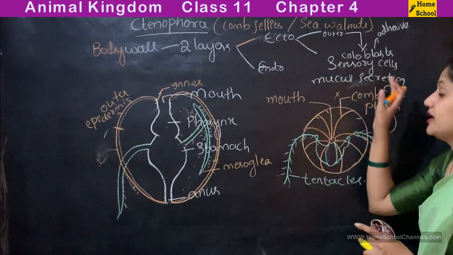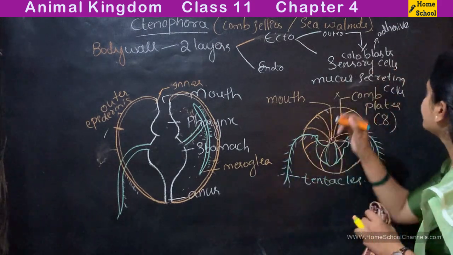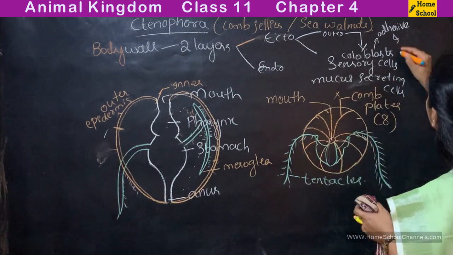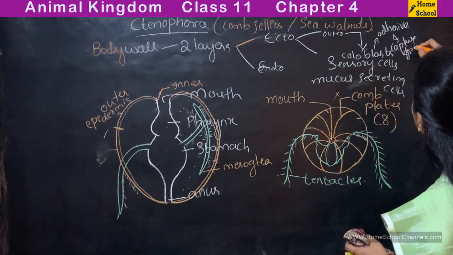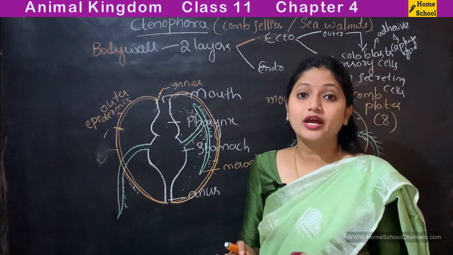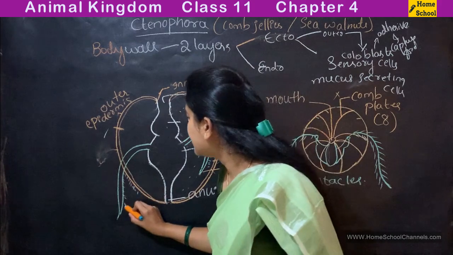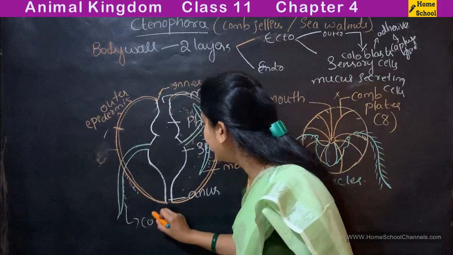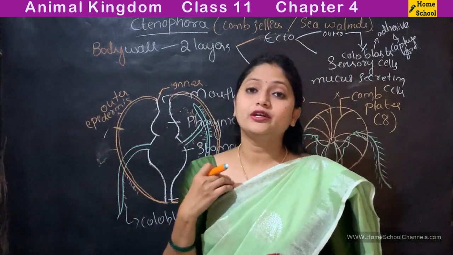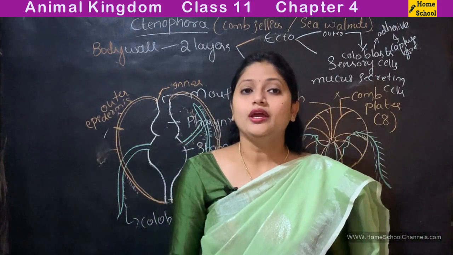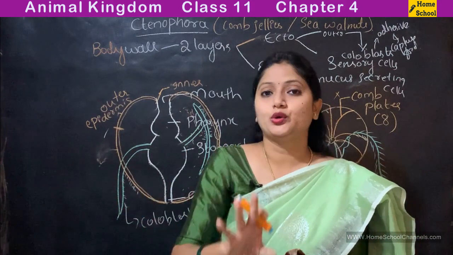So, these are adhesive in nature and they capture the food. And these coloblasts are present on tentacles. Okay. So, this is about the outer layer of the ectoderm.